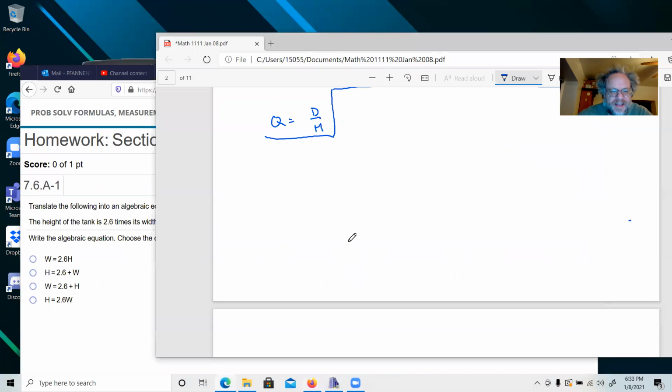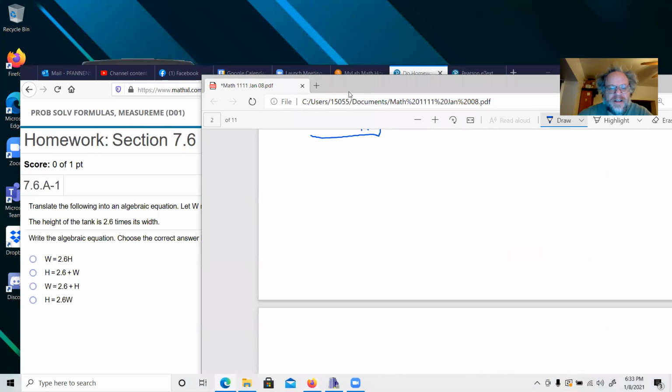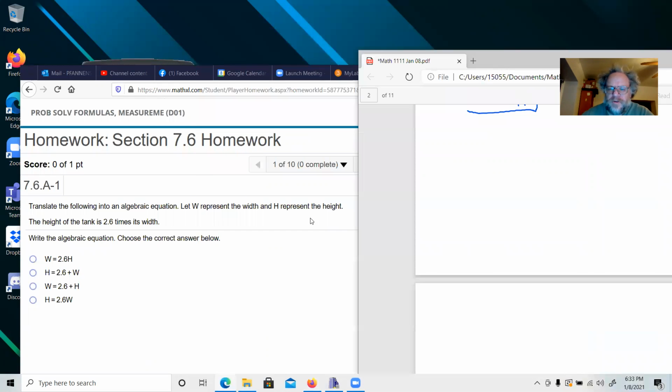Okay. So let's see here. Oh, these are rough. Okay. So what we're going to do is translate the following into an algebraic equation. We're going to let W represent the width and H represent the height. So W equals the width, and H is the height.